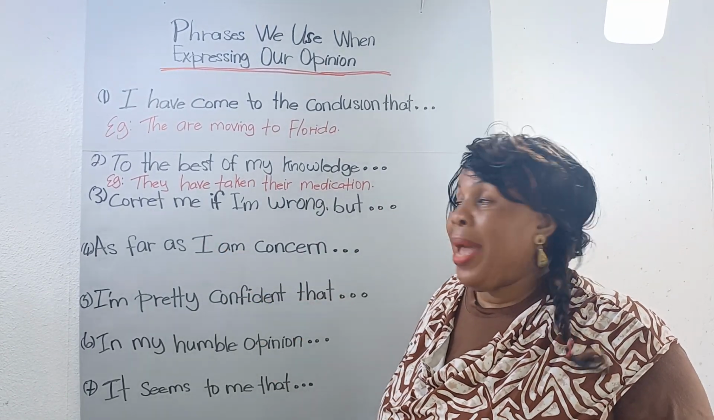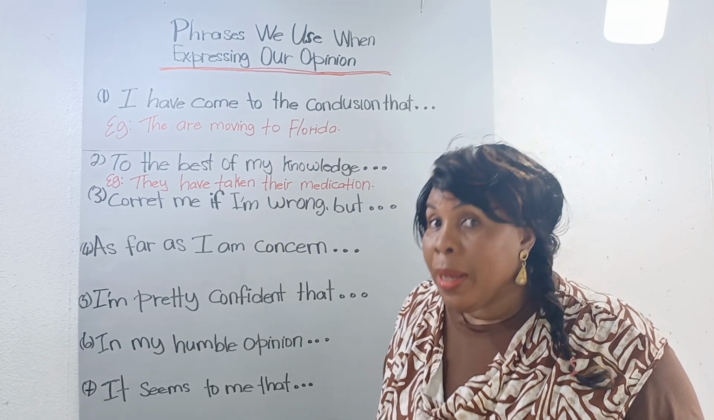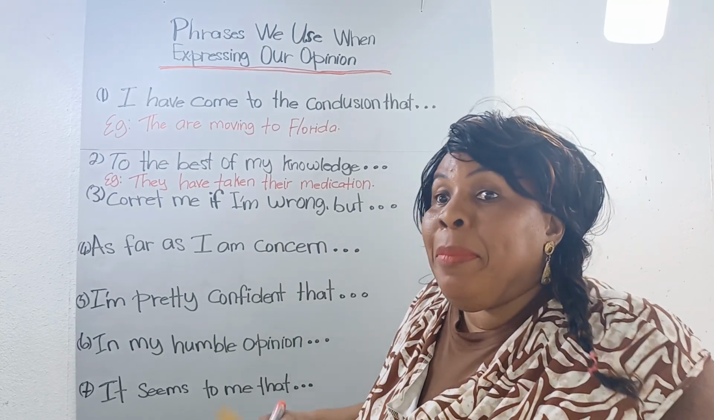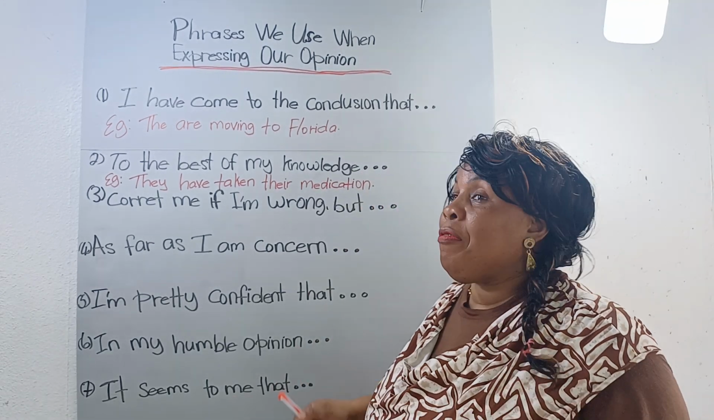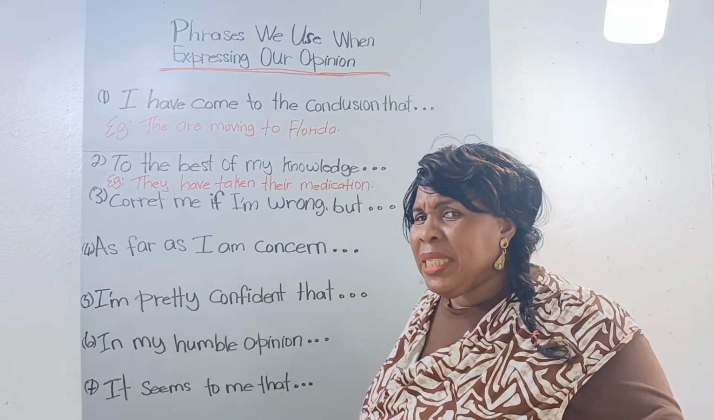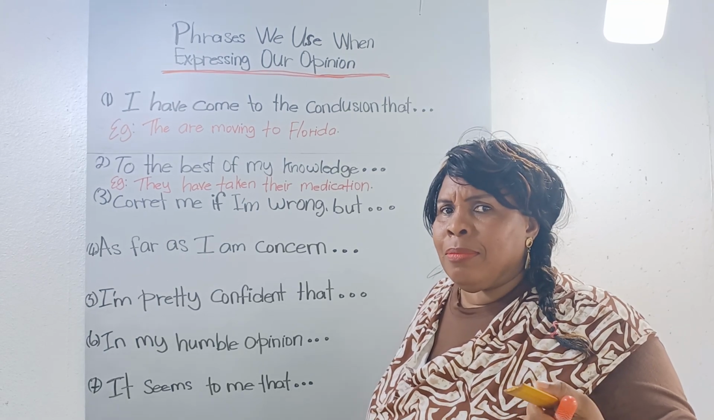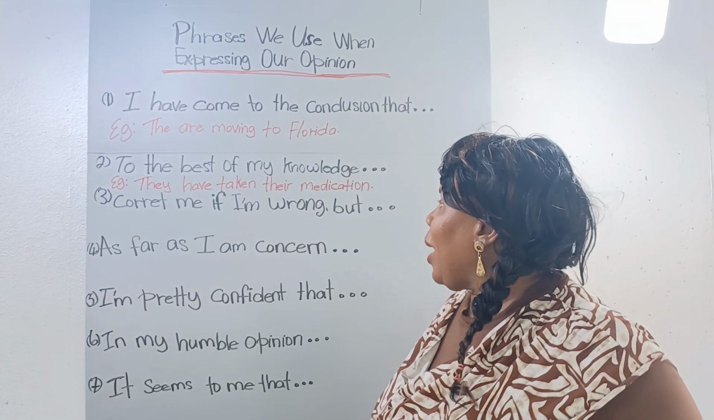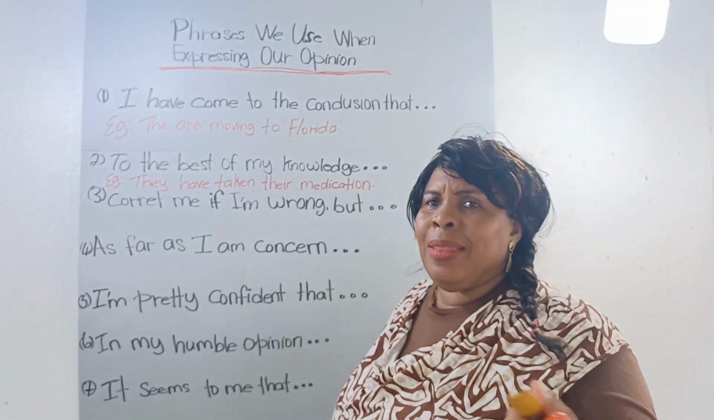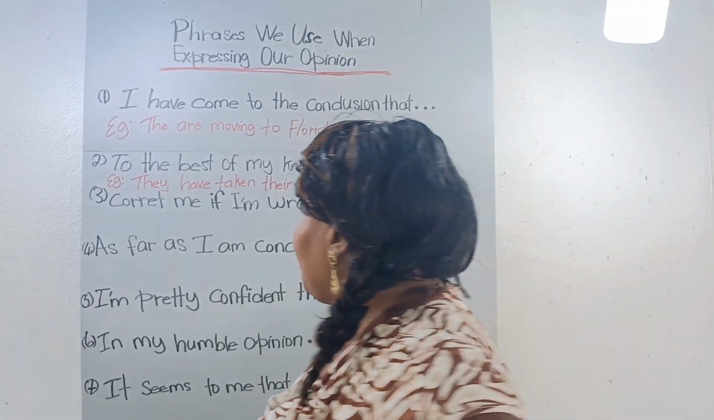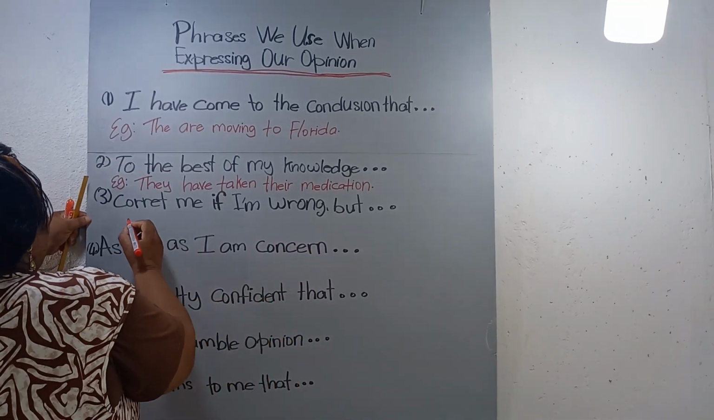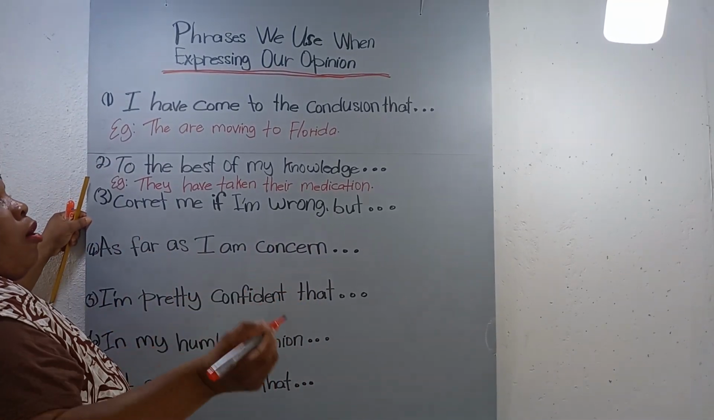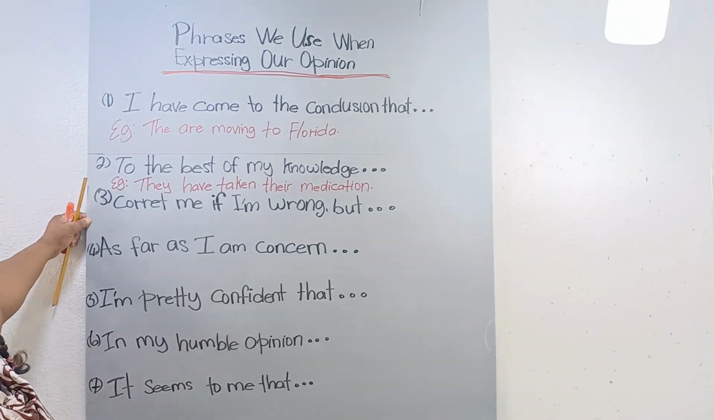Number 3: correct me if I'm wrong, but... So correct me if I'm wrong, but didn't she take that bag already? Or didn't she buy that bag already? So correct me if I'm wrong is number 3. So let's say, correct me if I'm wrong.